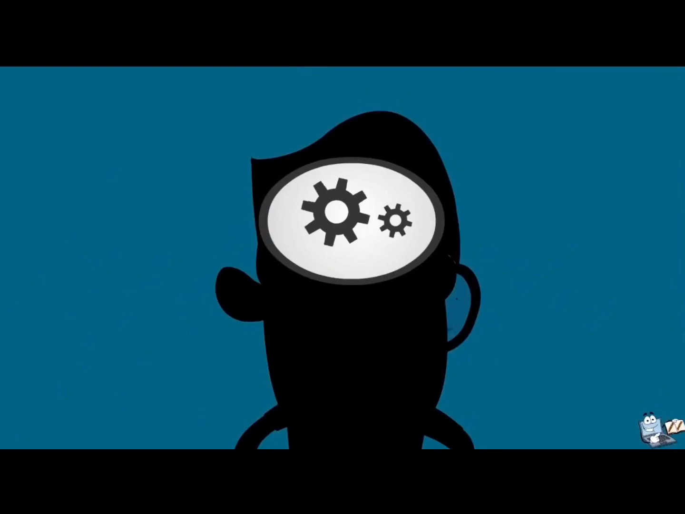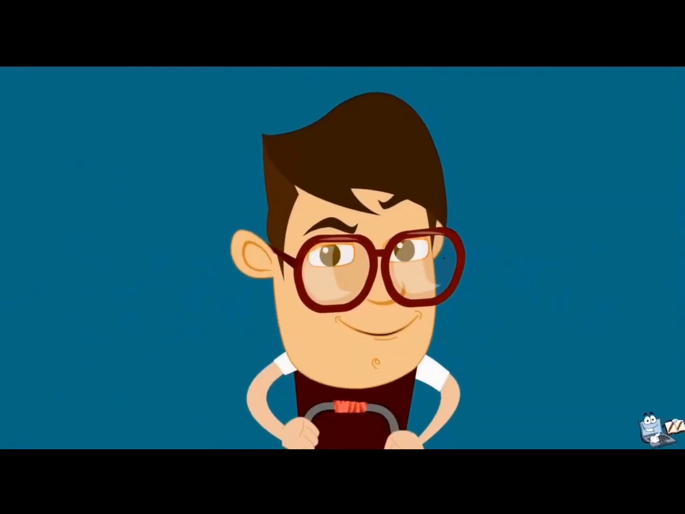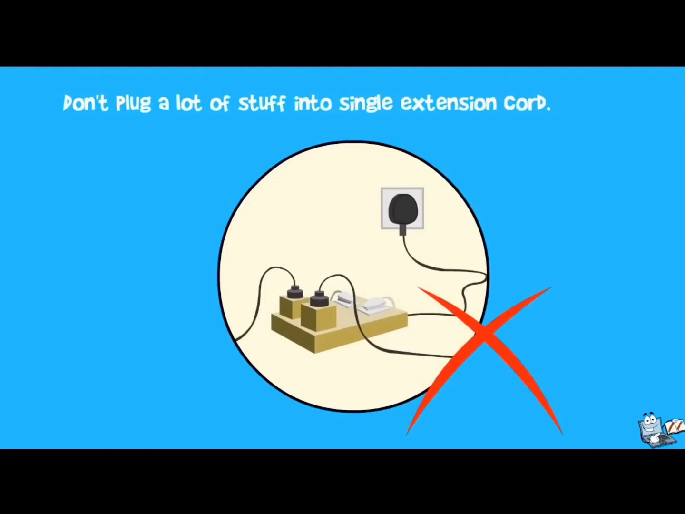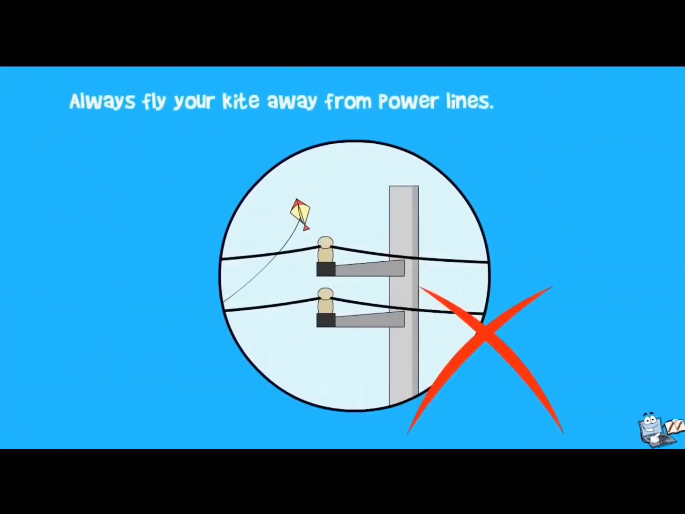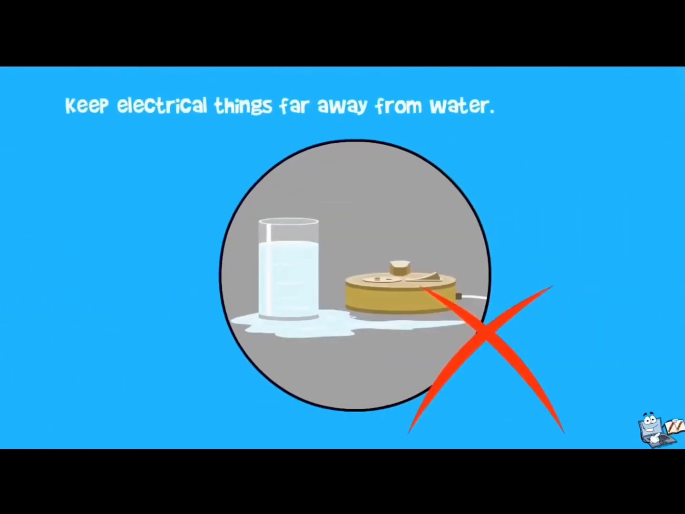Below are some safety rules before using anything related to electricity. Don't plug a lot of stuff into a single extension cord. Always fly your kite away from power lines. Keep electrical things far away from water. Do not climb a tree near power lines.